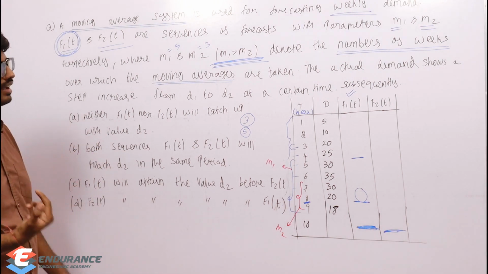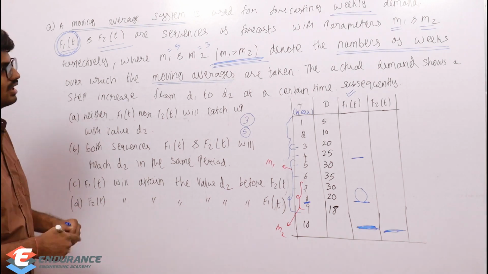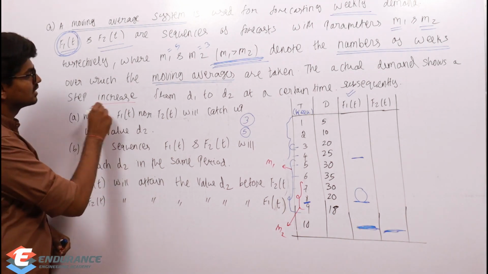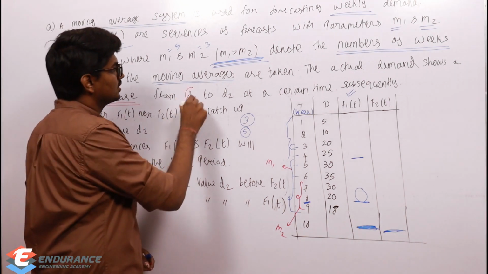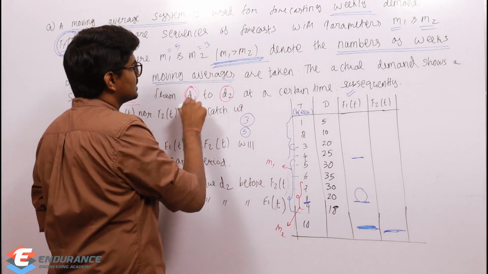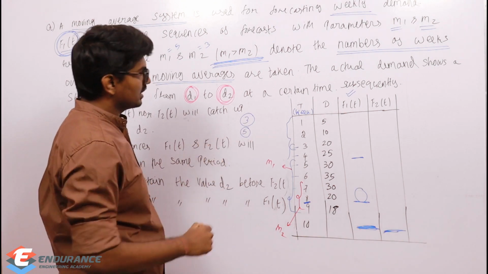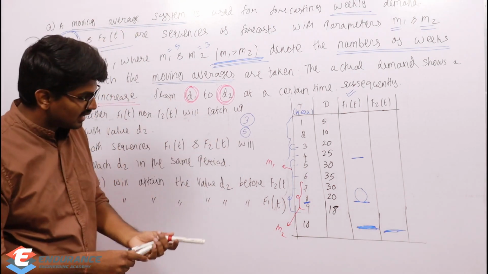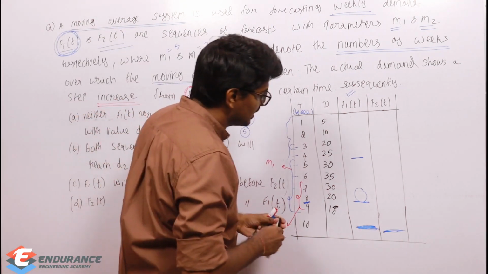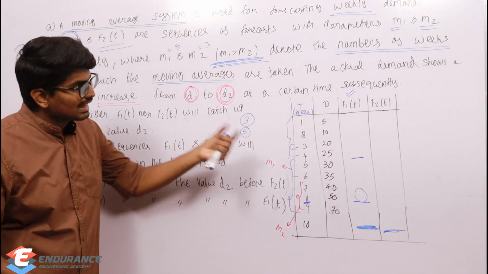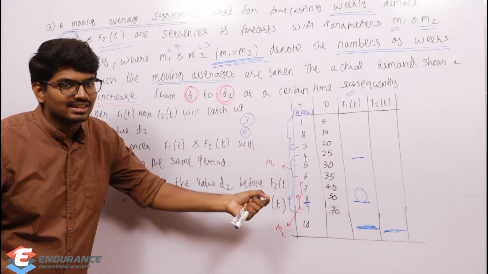Now going to the next point. Actual demand shows a step increase from D1 to D2. There was a step increase from D1 to D2, so actual demand is increasing. Let us take all the values to be increasing only. So what is actually happening? The actual demand value is increasing step by step.